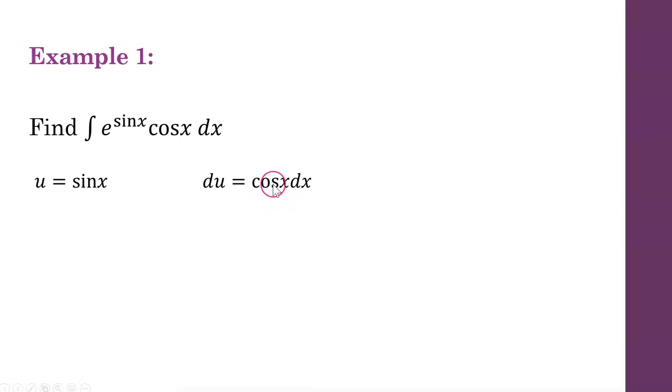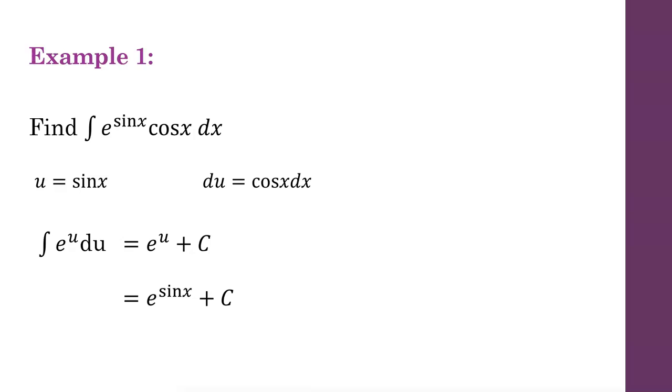So if I replace all the pieces here now, I am just going to have e to the u, and cosine x dx are replaced with du. And we know that the integral of e to the u remains e to the u because the derivative of e to the u is the same. And the last thing we always want to make sure we do is replace the u back with the initial function that we had. And in this case, we get e to the sine x plus c, right? That's our integration constant.